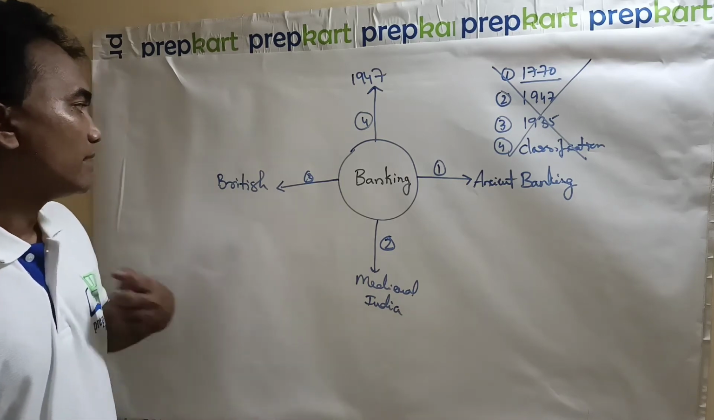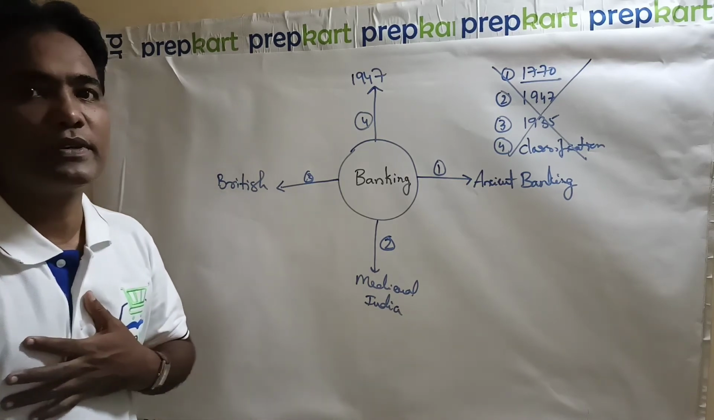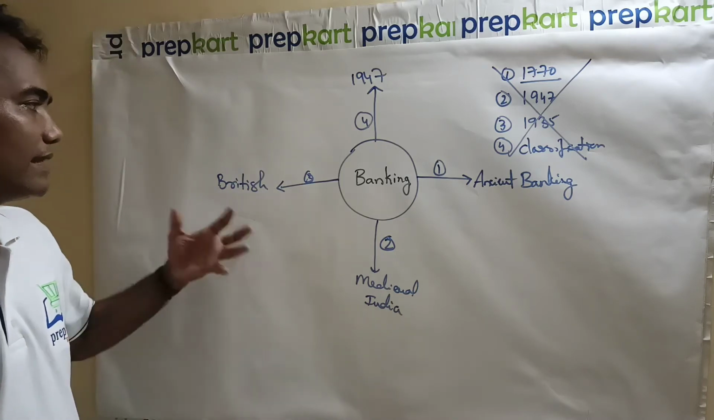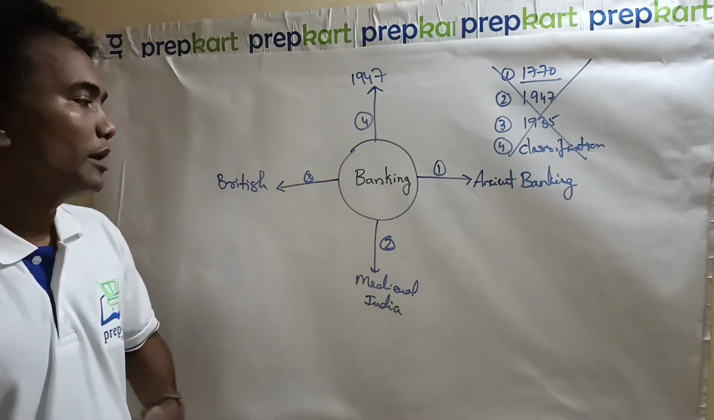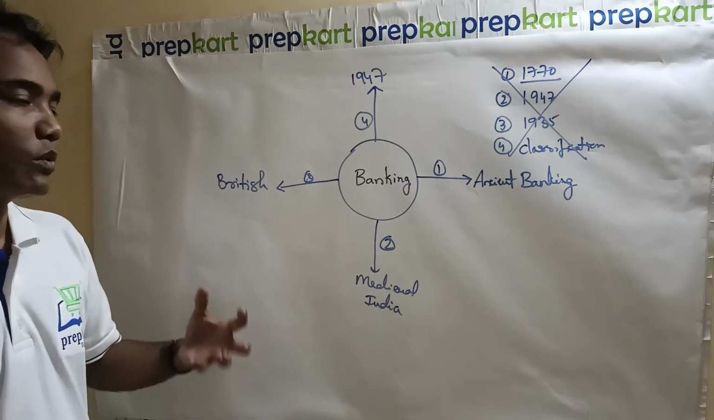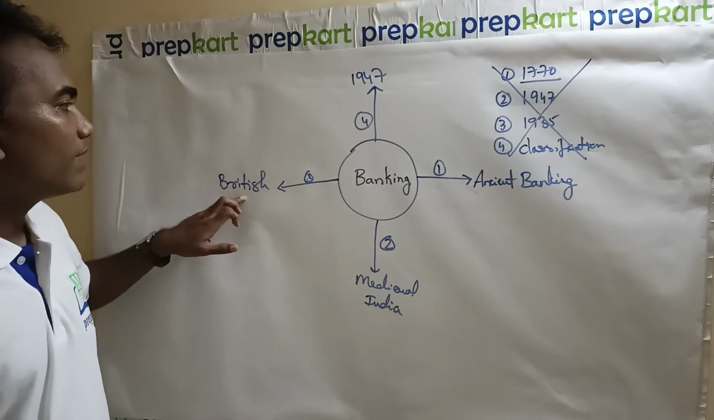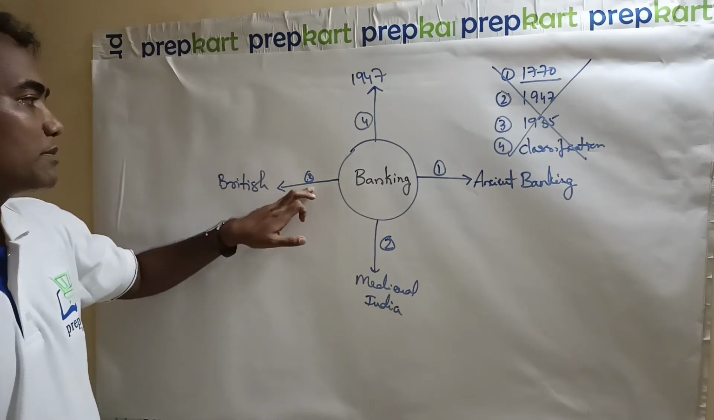And in the beginning, we have three presidency banks, and then we have Imperial Bank of India, and then we have State Bank of India. Before that, we have Reserve Bank of India, and whatever the present banking system is, the roots are there in this part. So that is part 3.